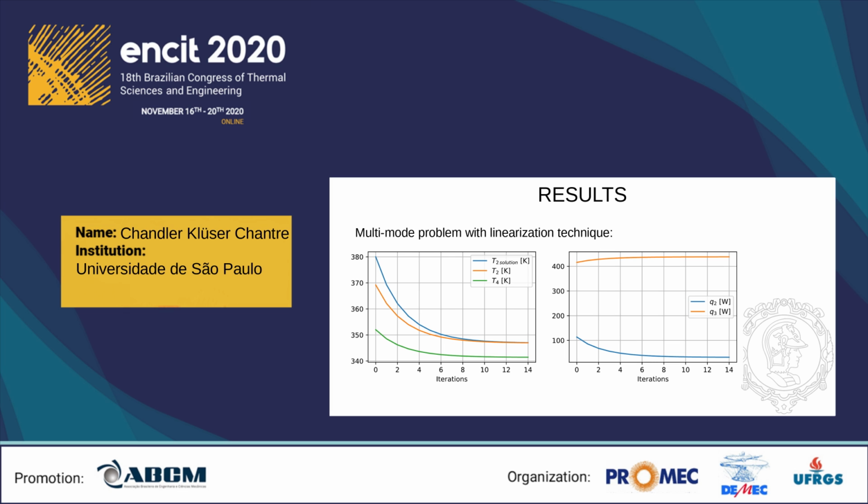Making an initial guess of 380 kelvins for surface 2 and solving the linear system iteratively, we can see that the solution converges. The quantity of iteration steps will depend on the initial guess and the convergence criterion adopted. The linearization technique should be analyzed to check whether the system will converge or not.